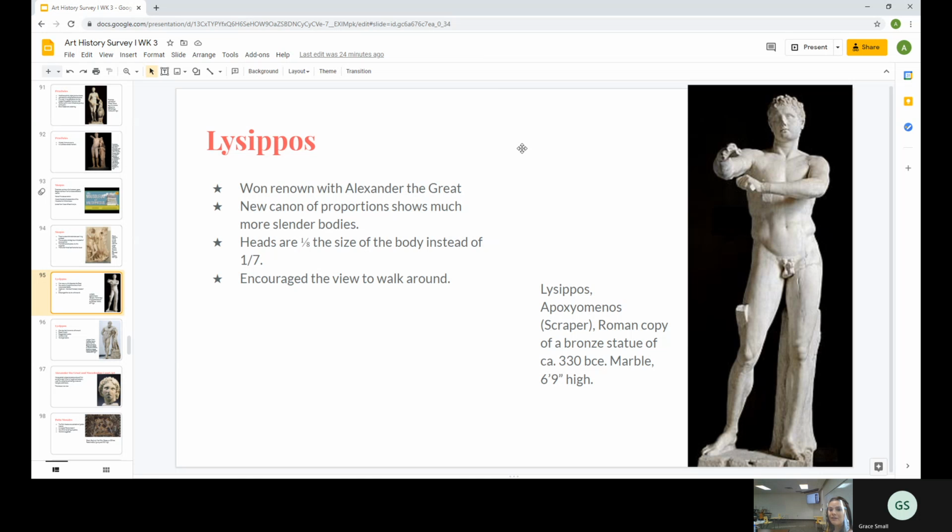So in Olympic Games, oftentimes these athletes would scrape the oil and sweat and dirt off of their body with a tool. And that is what he is doing. He is scraping. He is reaching out to you. You can walk all the way around him from different angles. You see different things happening. Also, re-emphasizing that idea that these sculptures are meant to be viewed from multiple angles.